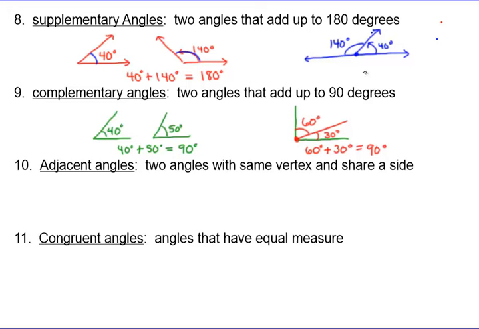Adjacent angles, which I was kind of showing, are two angles with the same vertex and they share a side. So basically, here's my big overall angle, and now I have two angles. I have this inside angle right here, and I have this other angle right there, the outside. So we can say that if we'll call this X and we'll call this Y, we say that angle X and angle Y are adjacent.